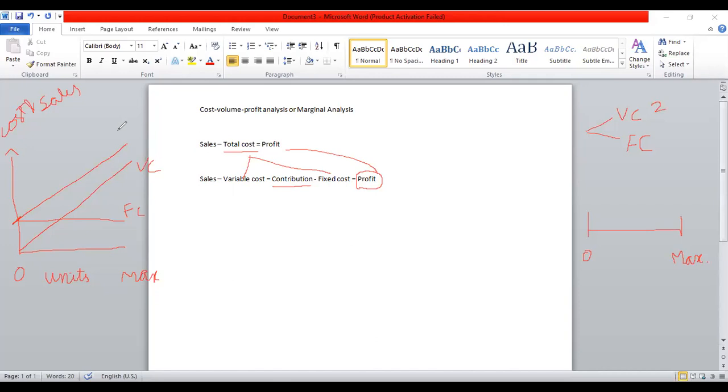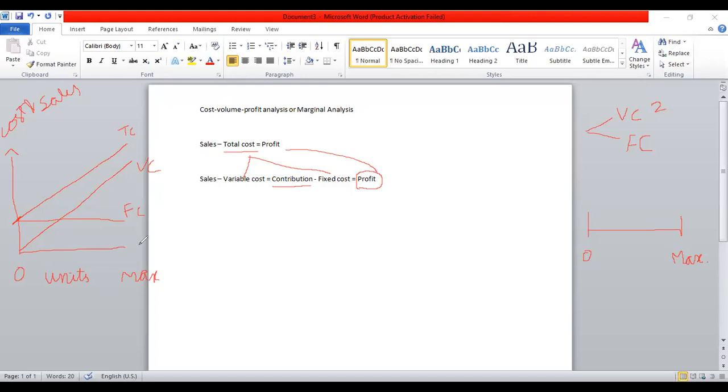Sorry about that. Total cost increases, but from the fixed cost point, not from origin, not from zero. Because at zero number of units, the fixed cost is already incurred. So it starts from here and keeps rising. It rises because there is a variable cost component, and it keeps rising as the number of units produced increases.